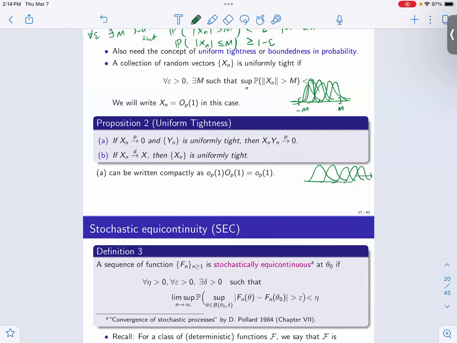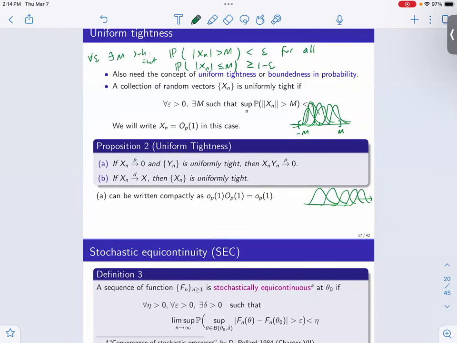So what this is not saying is convergence. There's no need for this sequence to converge anywhere. But the distributions are basically contained within a compact set to any degree of accuracy you want. If you pick an epsilon, you can make this as close to one as you want.